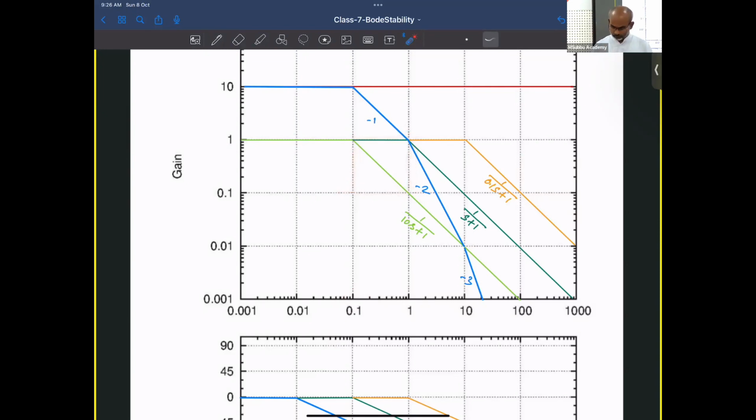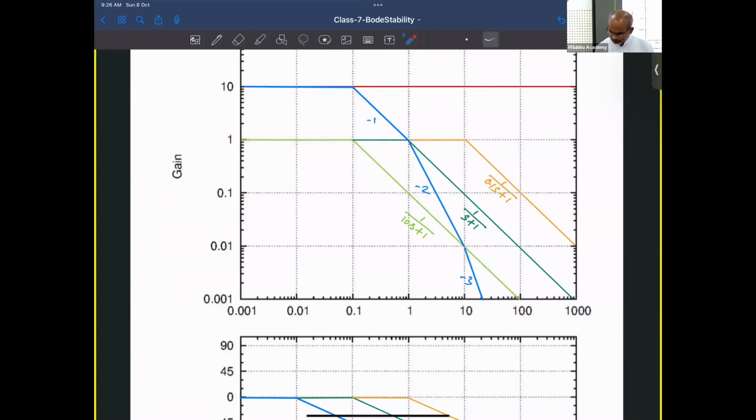And again, in plotting, always ensure that you have the same scale. Of course, we have 0.1, then 1, then 10. So these are all fine. The gain and frequency are having the same intervals, the same intervals. Okay, now this minus 1 and this has a slope of 0.